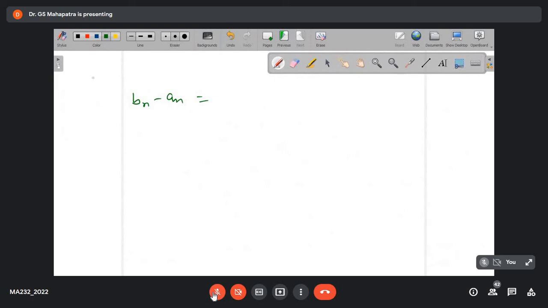So till now, what we have done? I will summarize this one here. An less than or equal to Bn less than or equal to B naught. These are the initial intervals, for all n.